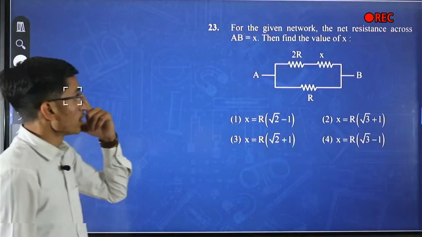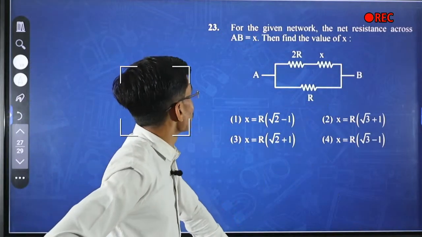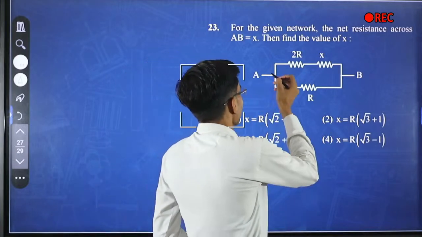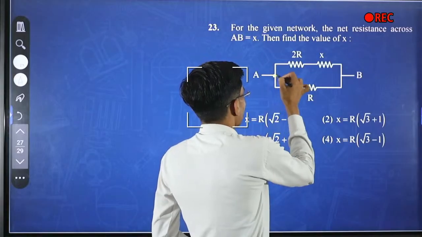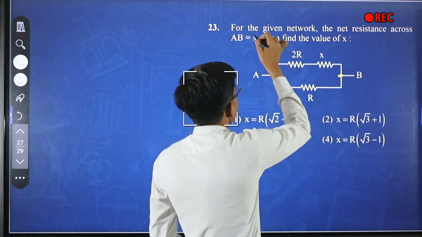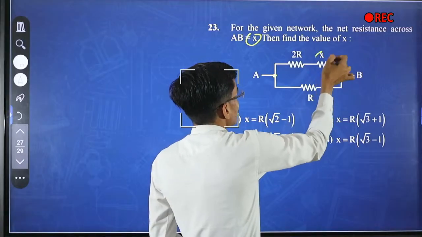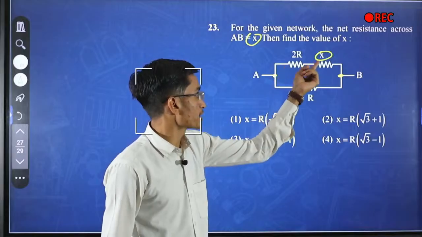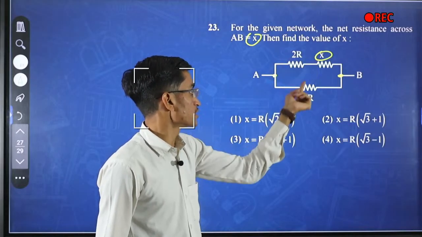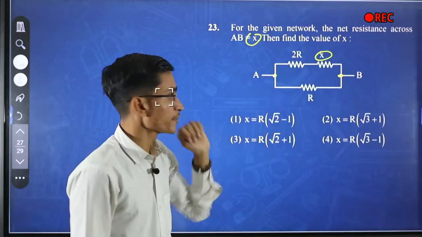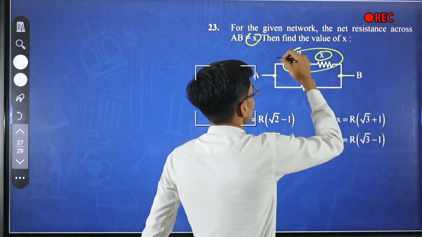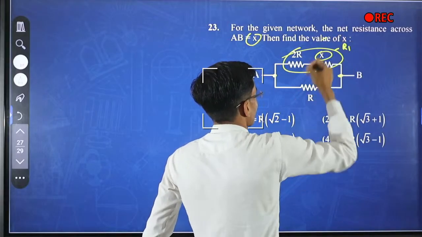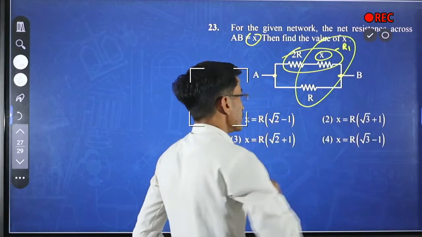Okay, next question. For the given network, the net resistance across AB is equal to X, then find the value of X. Here it is said that resistance between A and B is X. Then what is the value of X? Okay. Here you can see that 2R and X are in series and equivalent of this with R is parallel. So let us say that equivalent of 2R plus X is R1 and R1 and R will be in parallel.